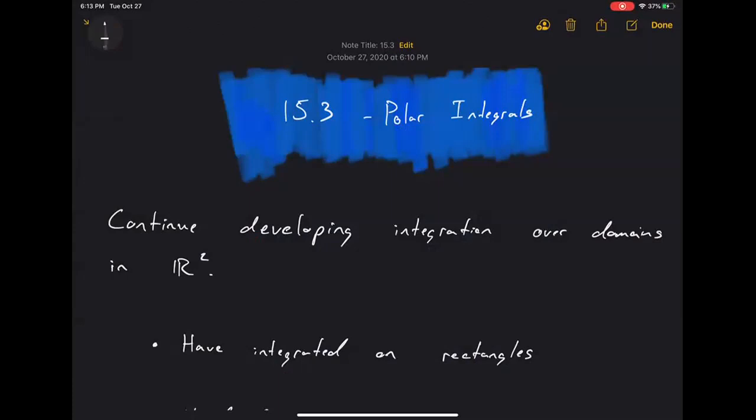So in 15.1, we started out with just integrating on simple rectangles, right? And then in 15.2, we started considering regions that were bounded by functions, like maybe the y bound is this line, y equals negative x plus 5. And so we had a little bit strange bounds like that. And that takes us to a certain point.